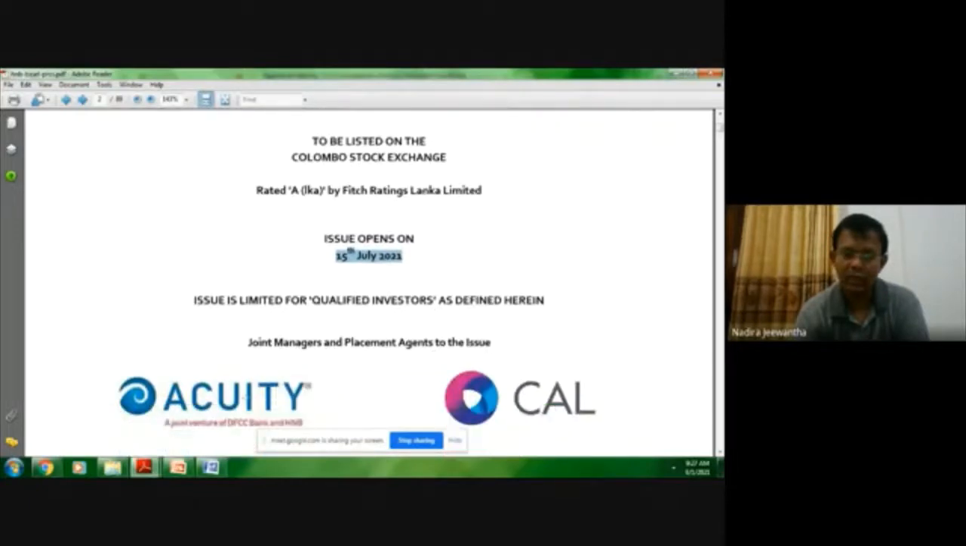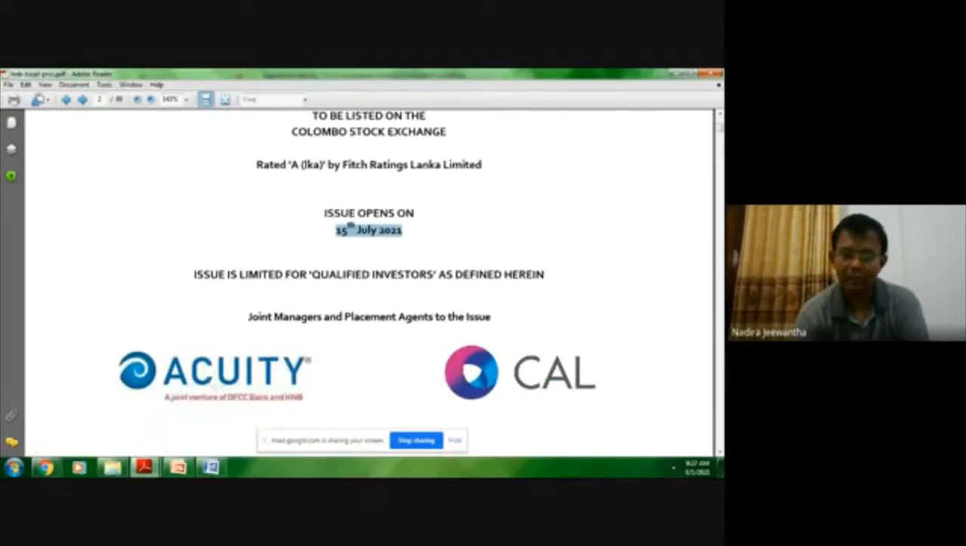Now see these two parties. Equity, joint managers and placement agents to the issue. Equity is you, the investment banker. You only decide this. You only structure this particular instrument.